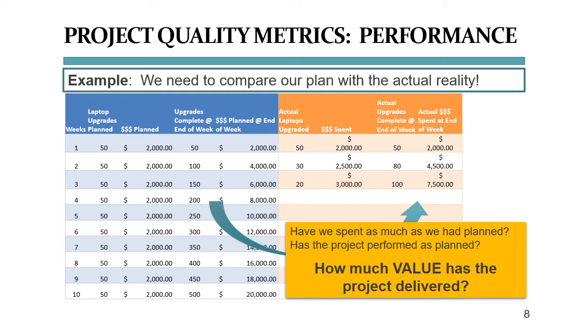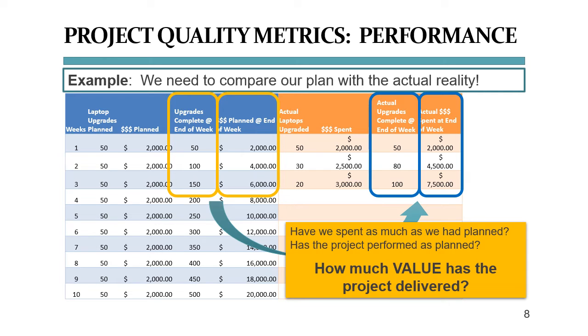We see that at the end of week 3, we planned to have 150 laptops done. But actually, we got only 100 done. We also see that at the end of week 3, we had planned to spend $6,000, but the reality is that we spent $7,500. So we spent more money than we had planned, but we got less work done than we planned.